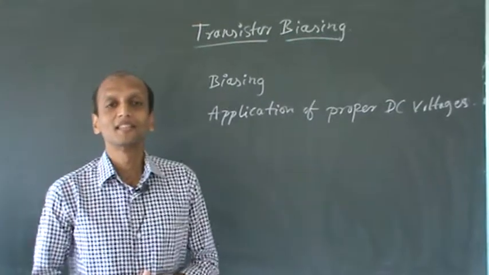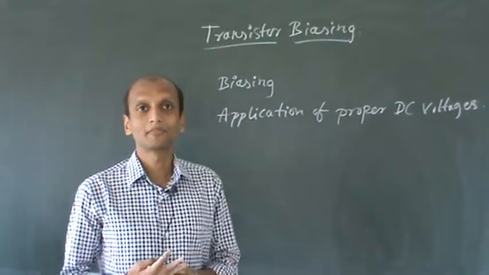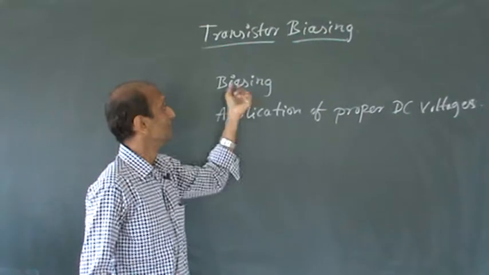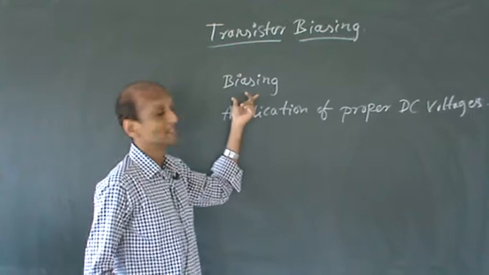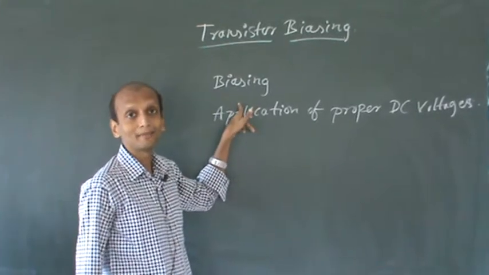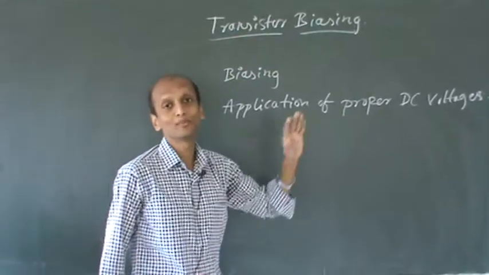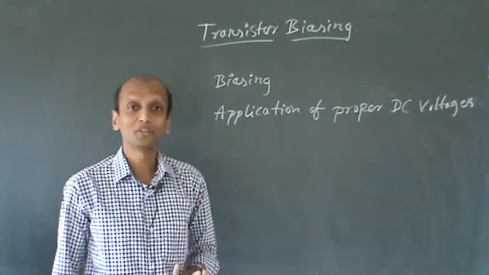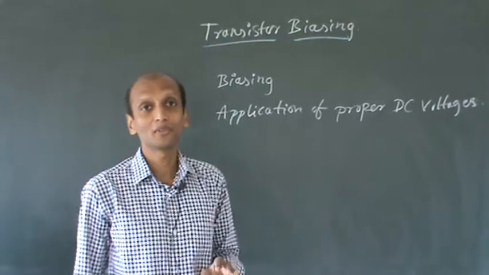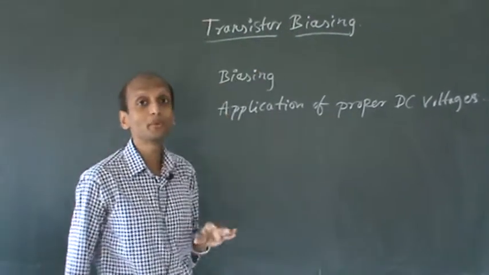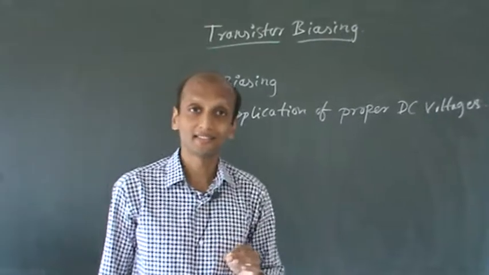In today's class, we will start with our second chapter, that is Transistor Biasing. Now, the question is, what is biasing? Biasing means the application of proper DC voltages across any device. That is called biasing. So now we will see how to bias a transistor.